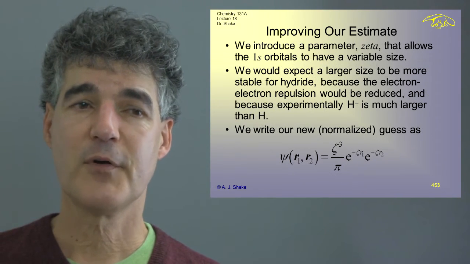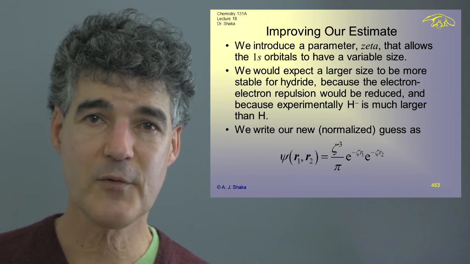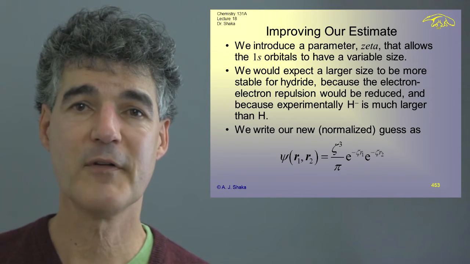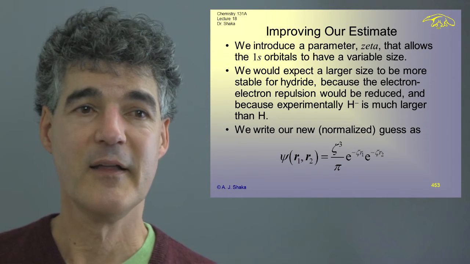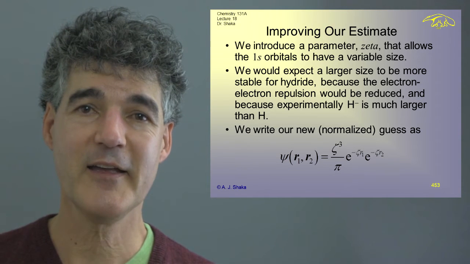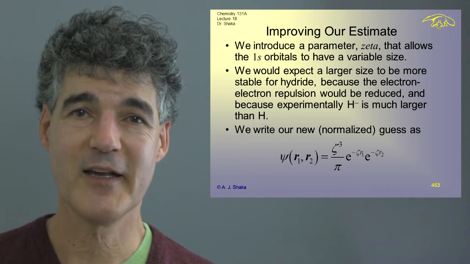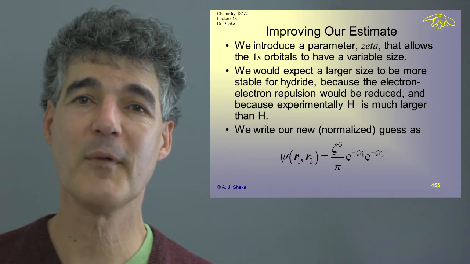So we introduce a parameter that I'm calling zeta, which looks like a Greek squiggle. A lot of people don't even know what the letter is, but now you're part of the club. There's 2 of them that are squiggles. There's zeta and there's xi, and don't get them mixed up. Zeta has less squiggles. And so let's put in our new normalized guess.